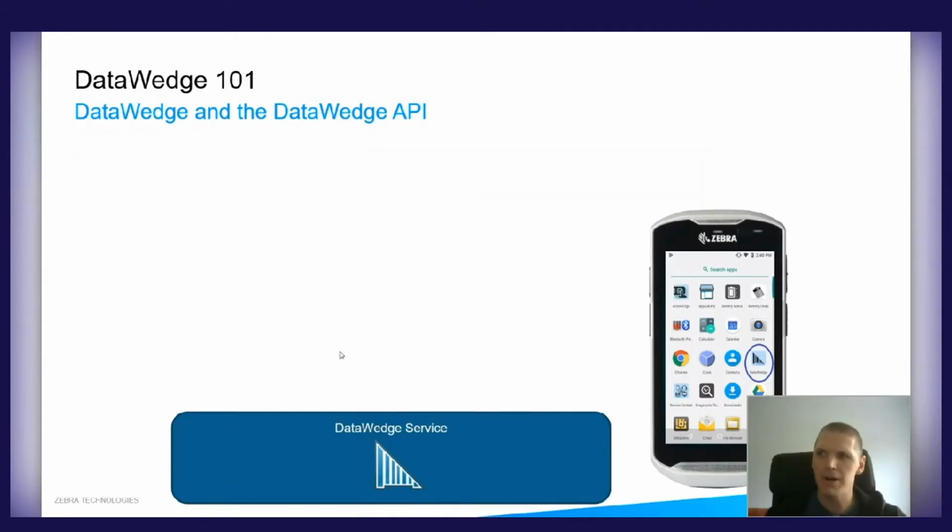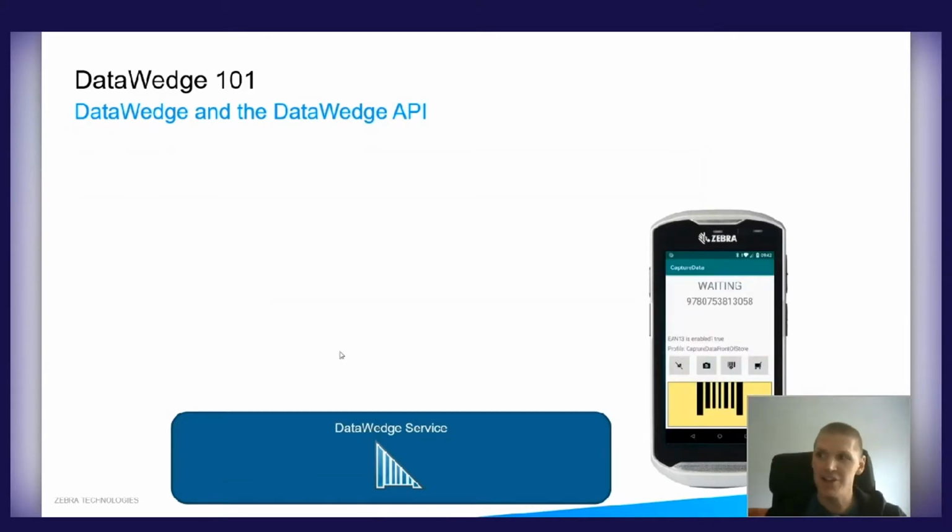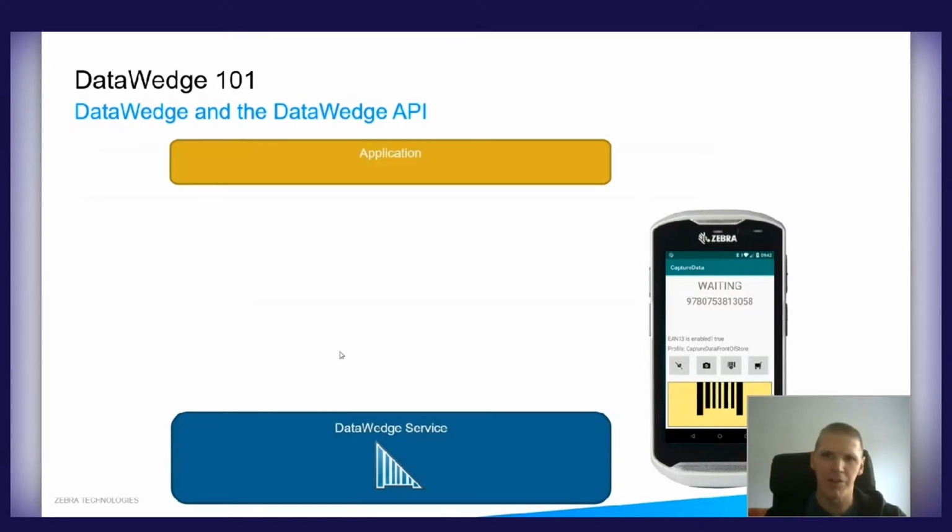The way it works is when your application comes to the foreground, DataWedge will set the profile correctly. It will say, you've created a profile associated with your app, your app's now in the foreground, so I will apply that profile.